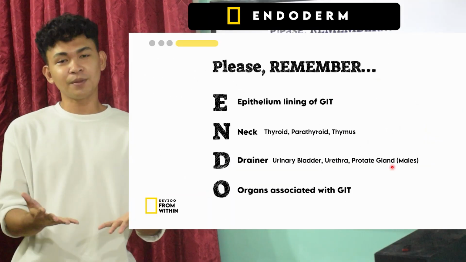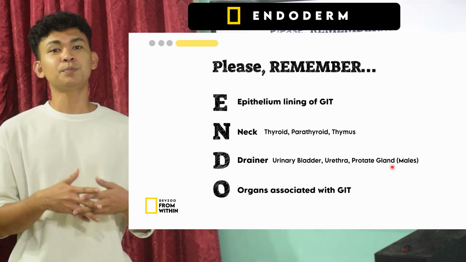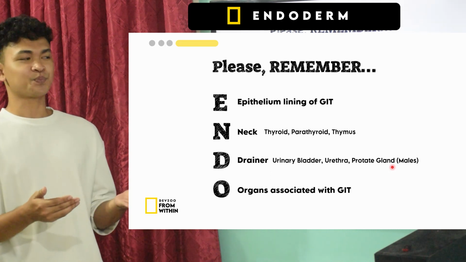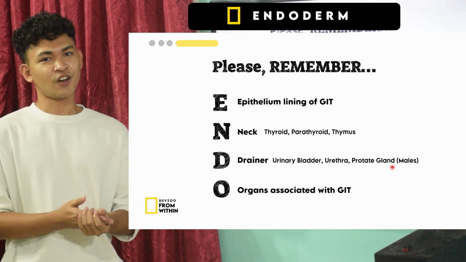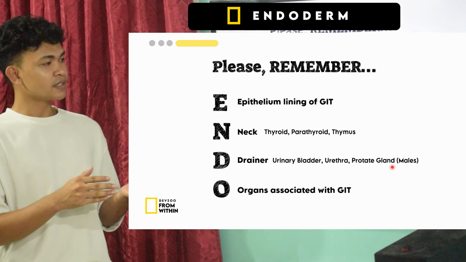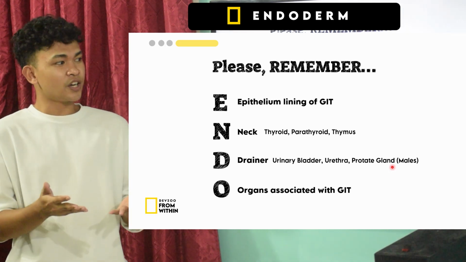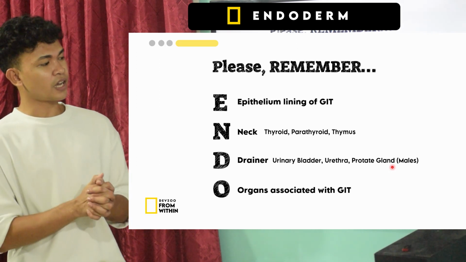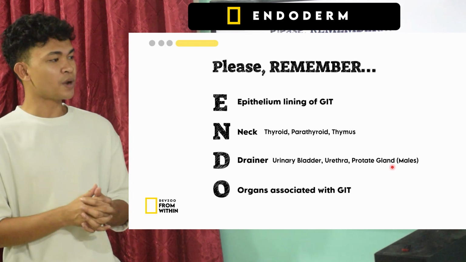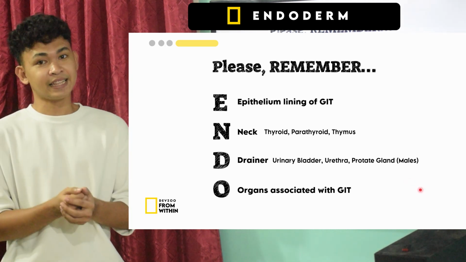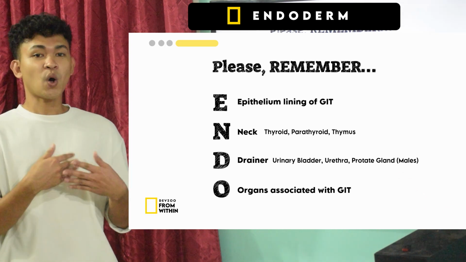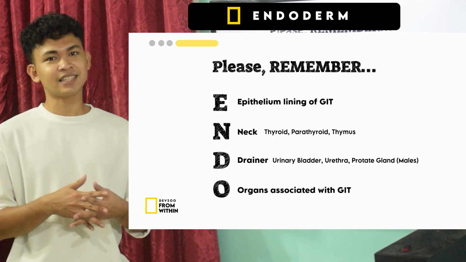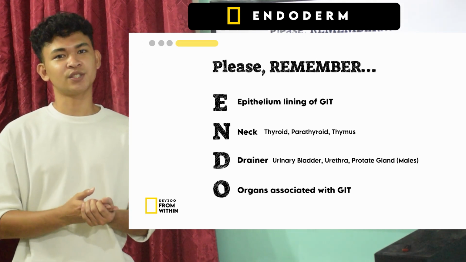With all this overwhelming information of our report, we will provide you the simplest summary of our report. Just remember the word endo. E stands for epithelial lining of gastrointestinal tract. N stands for the neck or the location of the thyroid, parathyroid, and thymus. D or the drainer, it represents the urinary bladder, urethra, prostate gland in males. And lastly, the O, which stands for organs associated with gastrointestinal tract, which includes the respiratory tract.